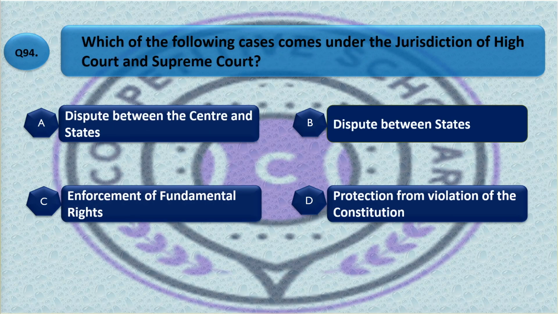Question number 94. Which of the following cases comes under the jurisdiction of the High Court and Supreme Court? Option A, dispute between the center and states. Option B, dispute between states. Option C, enforcement of fundamental rights. Option D, protection from violation of the Constitution. So the answer is option C.